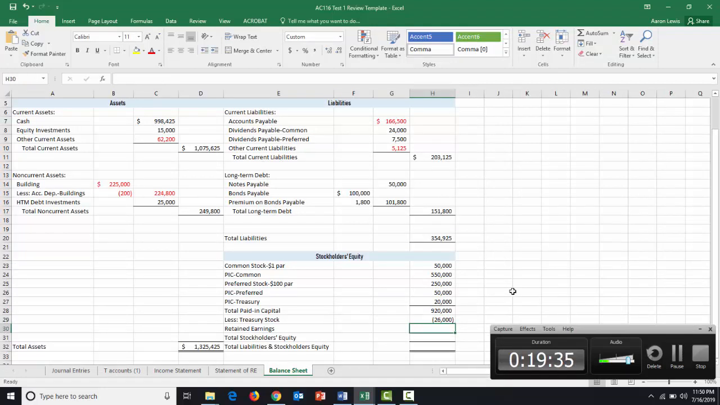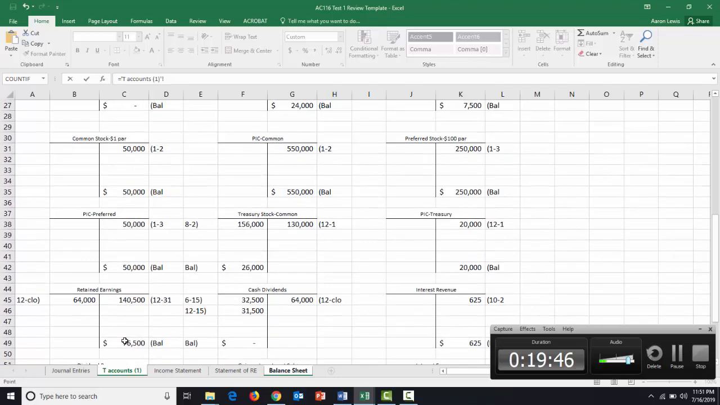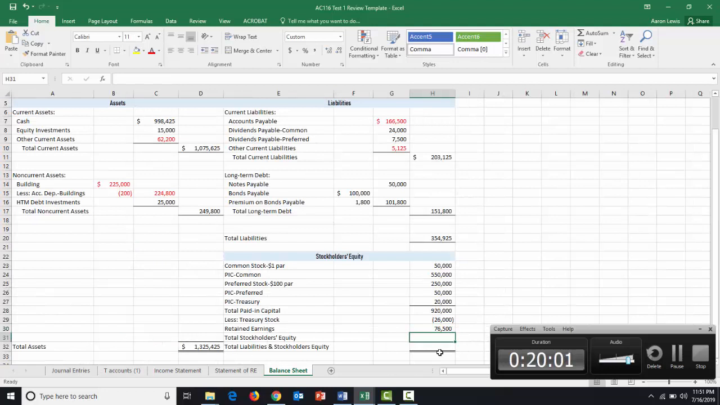And then lastly, we have our retained earnings. So if we hit equals, go to retained earnings. Our retained earnings now has a balance of $76,500, which again is the amount of beginning retained earnings plus net income we had, where the $140,500 came from, minus the $64,000 in total dividends that we declared. We bring that number over, and this is going to bring us to our total stockholders' equity.